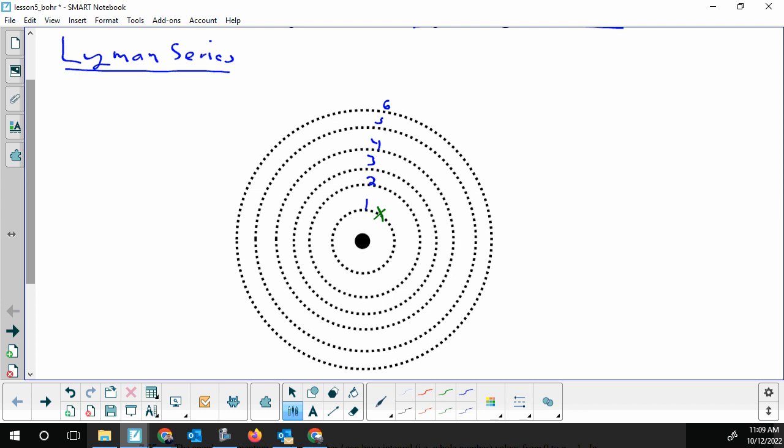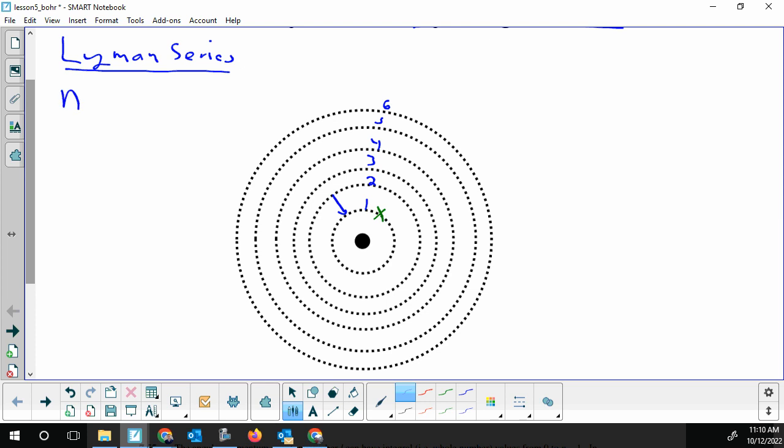But if you heat it up, okay, you put hydrogen in a lamp and you apply voltage, electrical power to it, you can drive that electron to a higher energy level. The Lyman series is when electrons fall back down to that first energy level.